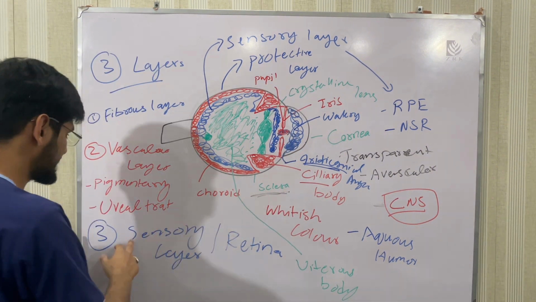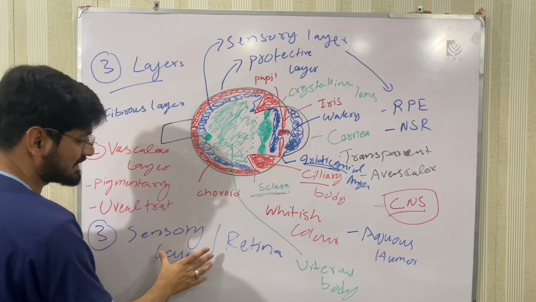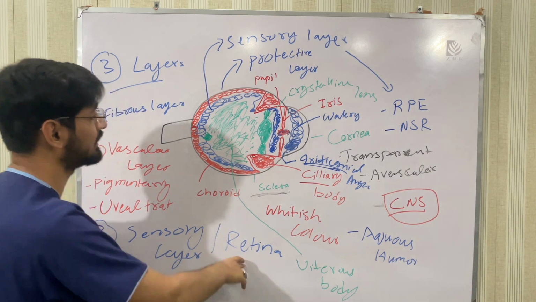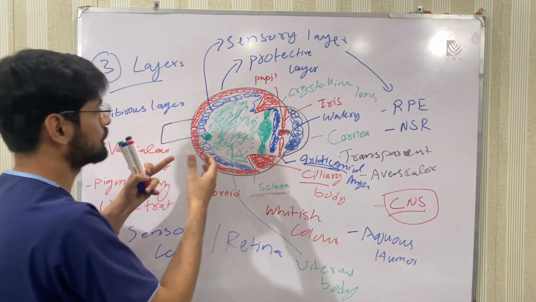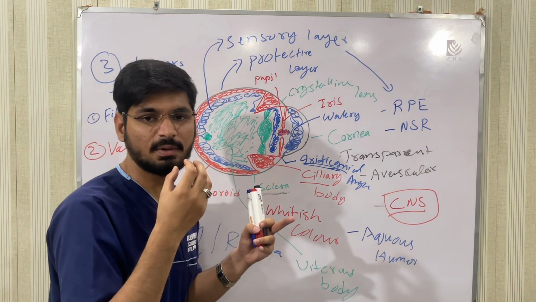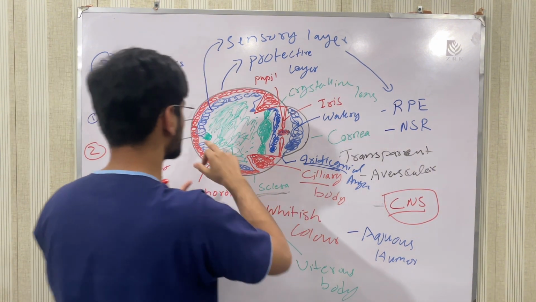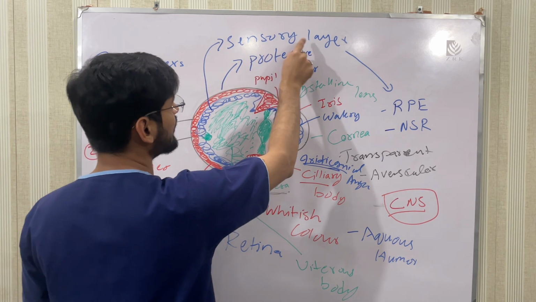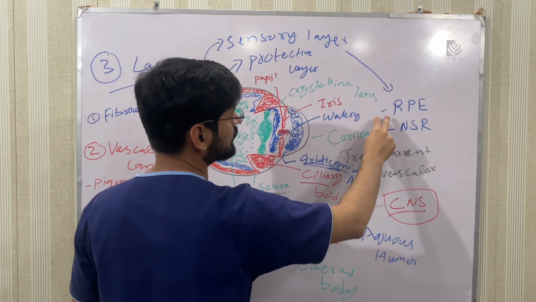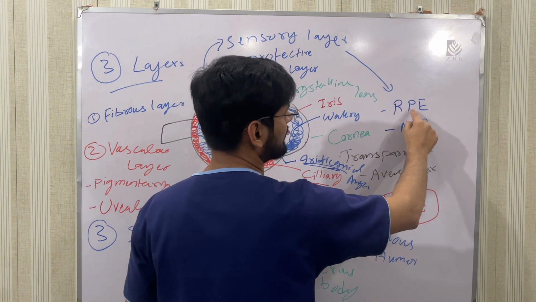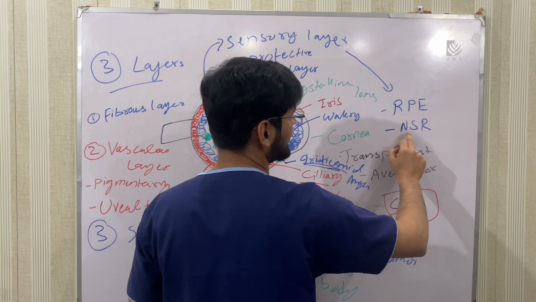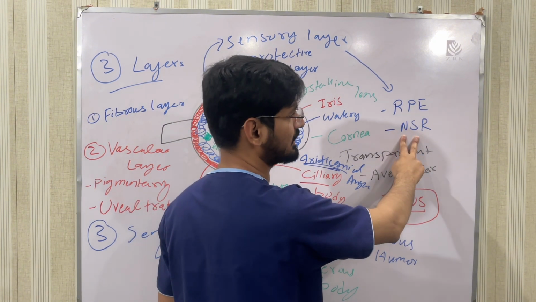Then we discussed the sensory layer, also called retina. All of this protection is for the retina, the sensory layer, which is responsible for our vision. Retina is subdivided into two parts: the first is called retinal pigmented epithelium, and the second is called neurosensory retina.